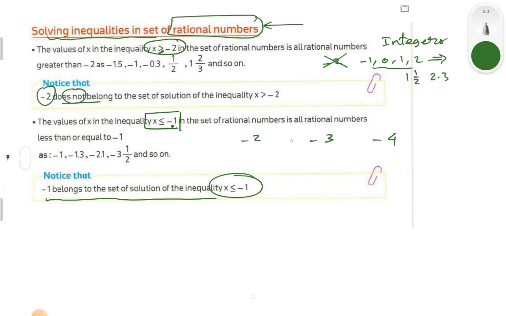But maybe a fraction: -2.5, -3.5, maybe -4.2, and so on.